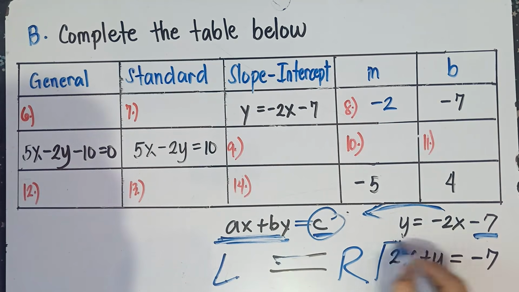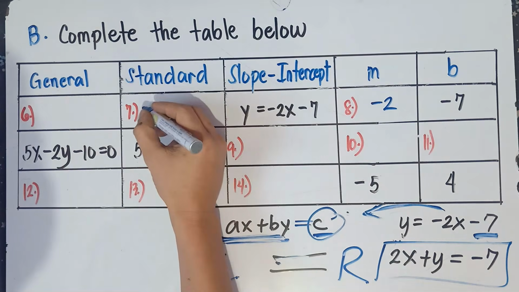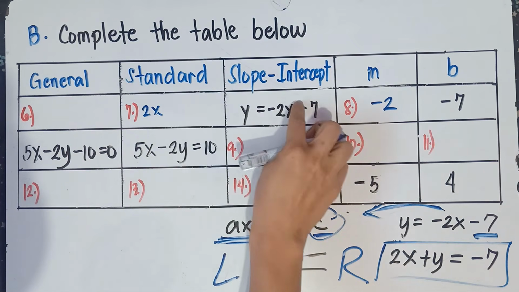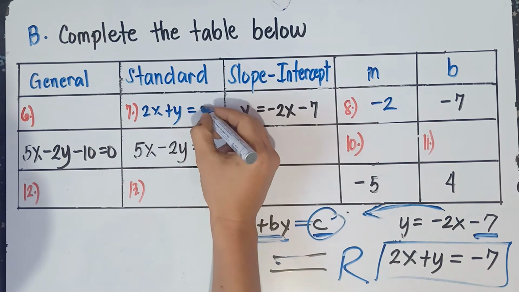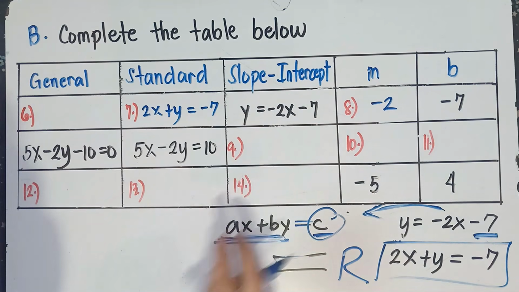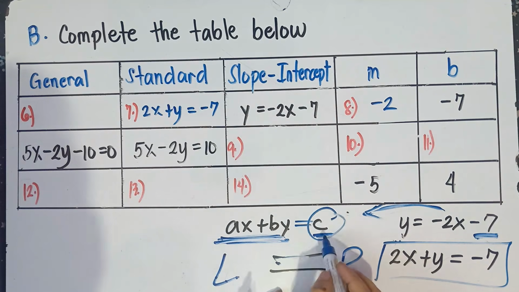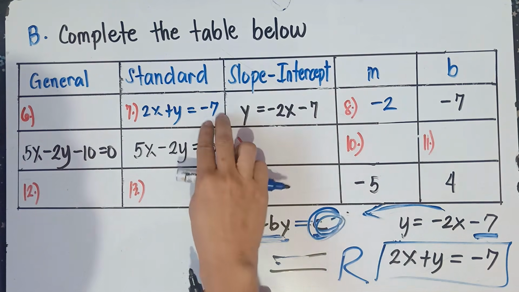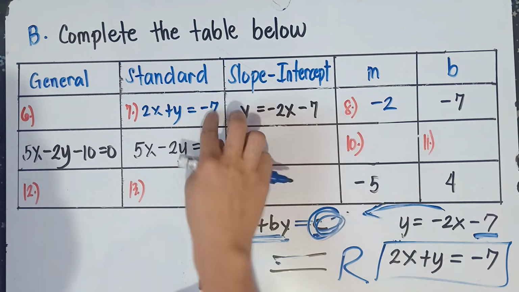And this will be the standard form, class. So that would be the answer, that would be 2x. We transpose 2x from right to left. So copy y, positive y, equals negative 7. Okay, once again, do not transpose negative 7 from right to left, because in standard form, the constant is already on the right side. Negative 7 is already on the right side. So simply copy negative 7.